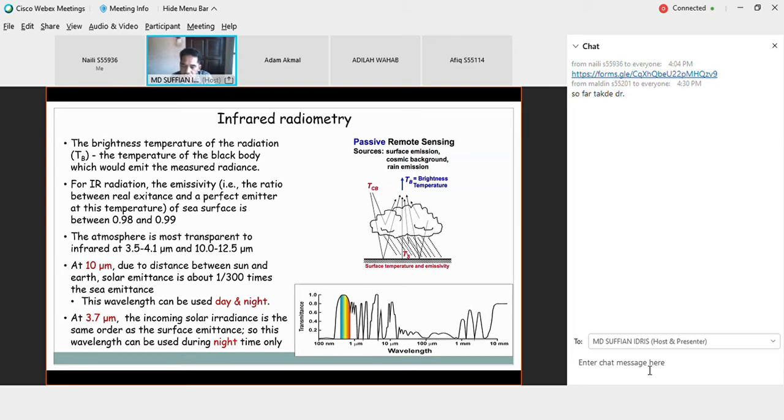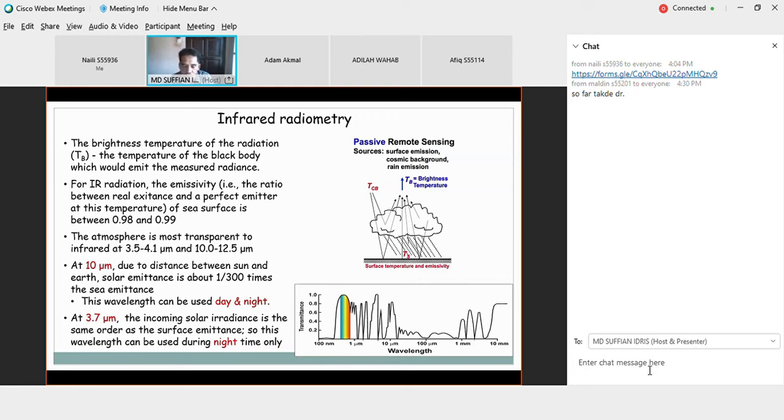Infrared radiation at around 10 micron from the Sun is very, very small compared to what is emitted by the Earth's surface or the ocean. Because of this difference in emission between the Sun and the Earth, the 10 micrometer wavelength can be used to measure the brightness temperature during the day and night.